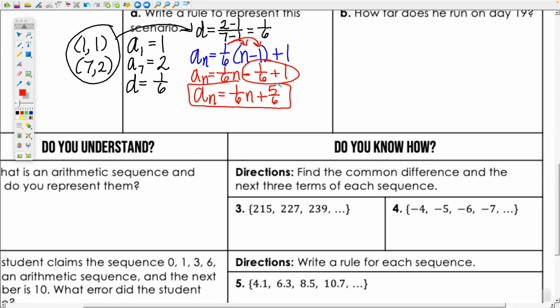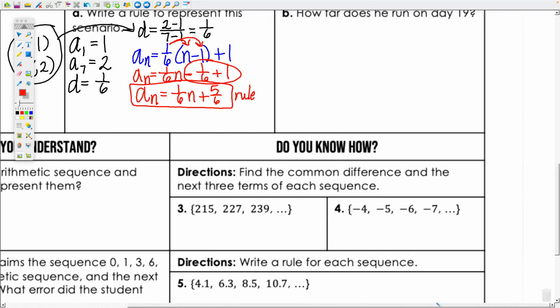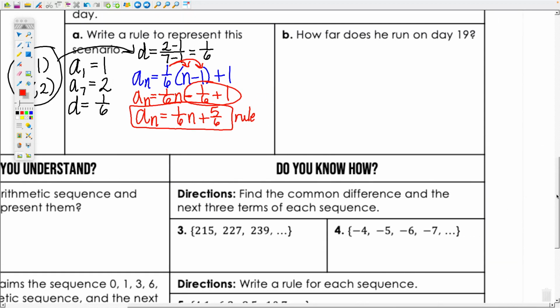There's your rule. From here, we're done until we look over and see that it says, how far does he run on day 19? This means I'm trying to find my indicated term. Take this number and place it right here. So I'm going to have a sub 19, because that's the term we want, equals 1 over 6 times 19 plus 5 over 6.